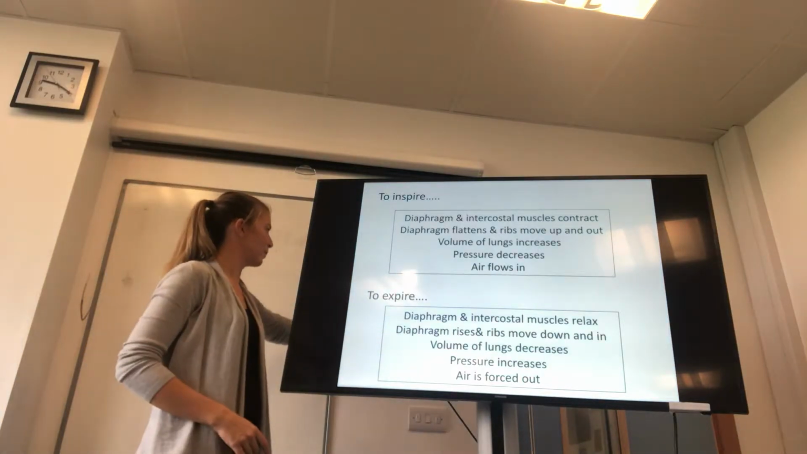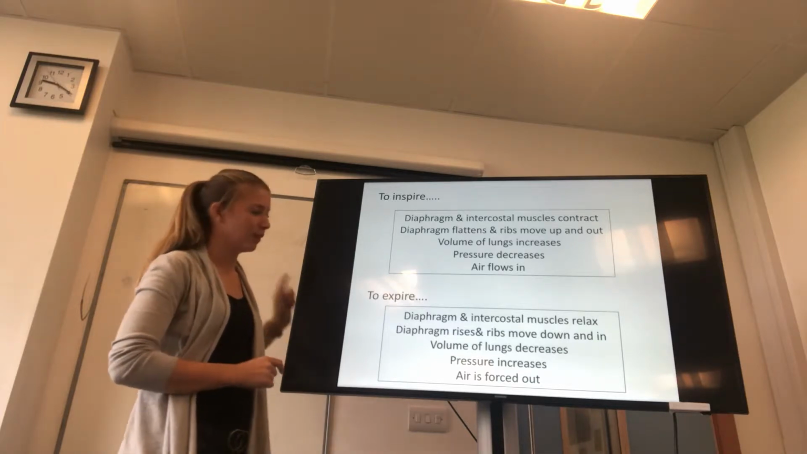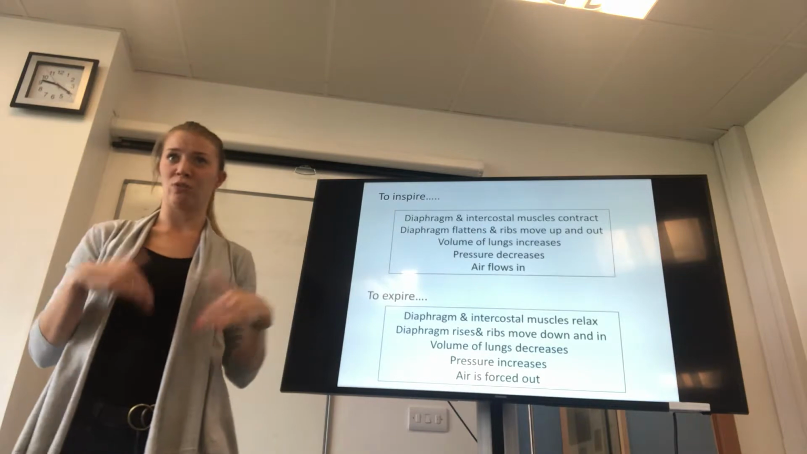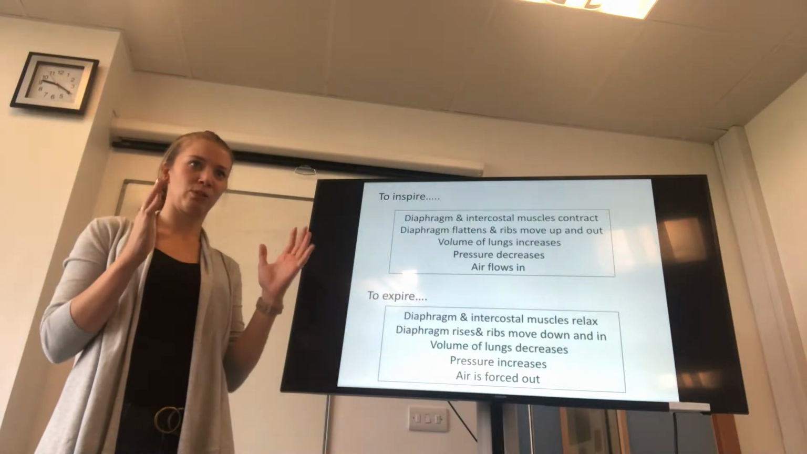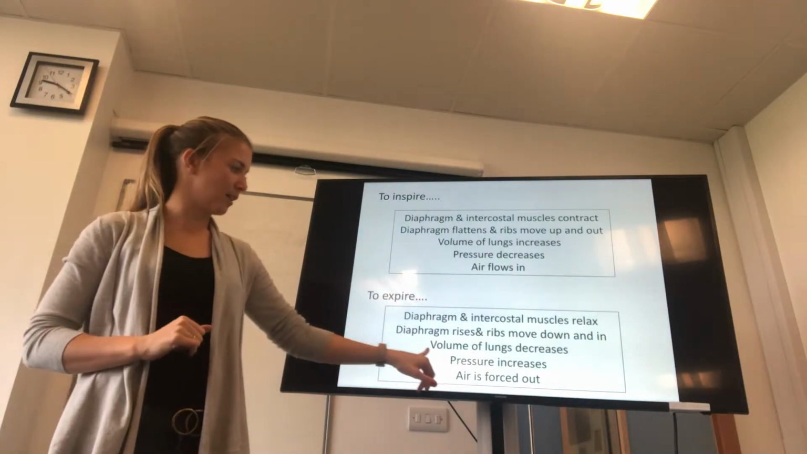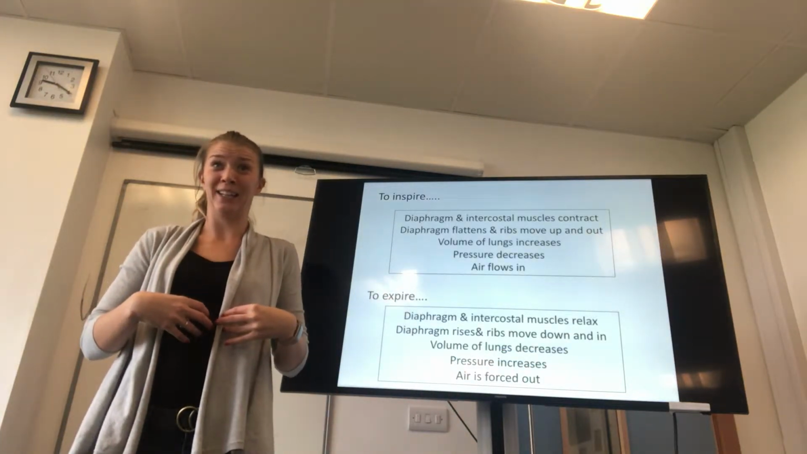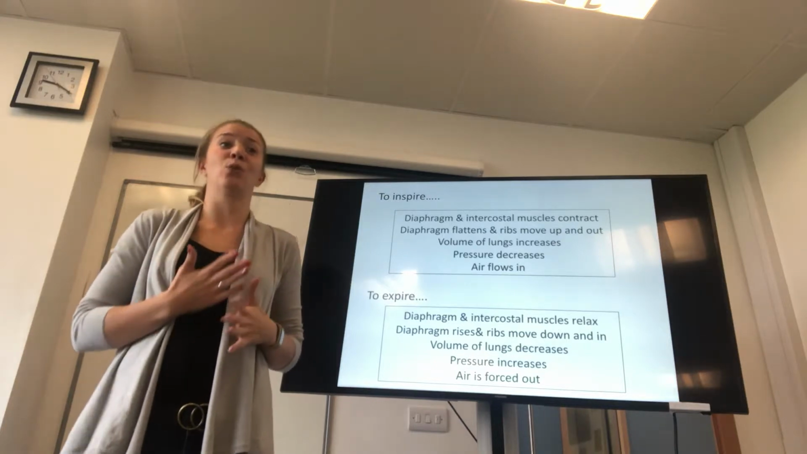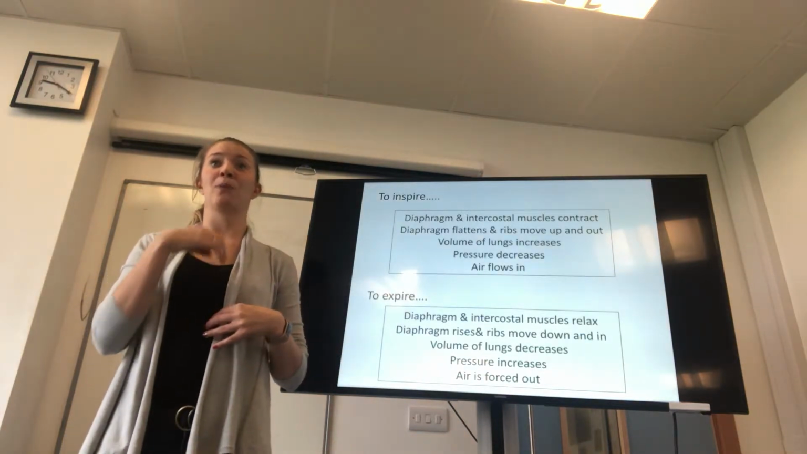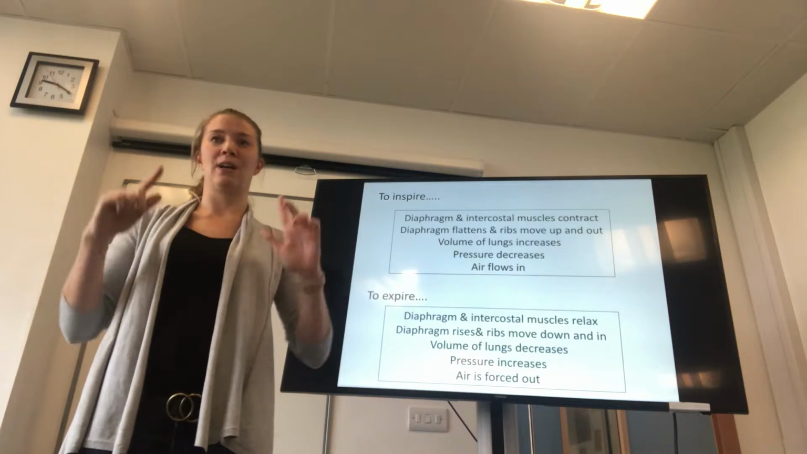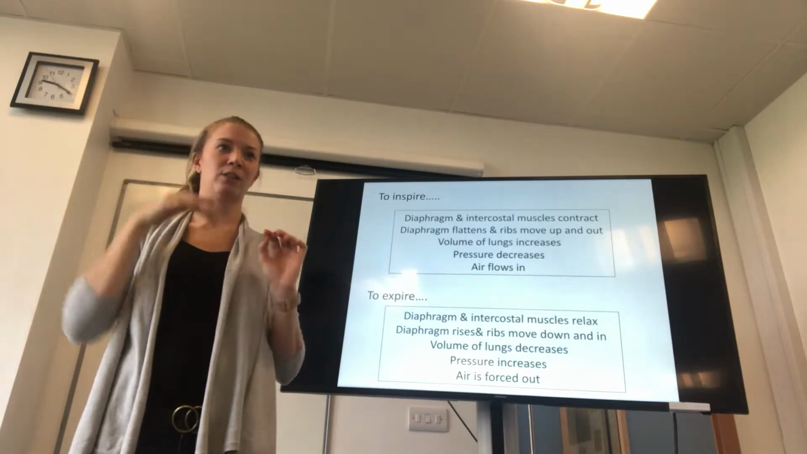And then it's going to be exactly the same when we're looking at expiring. This time is a passive process, which means we just relax. The muscles aren't working, they're relaxed this time. So our diaphragm relaxes and goes up, our intercostal muscles relax, and the ribs go down and in. Then the volume of the lungs decreases. All that air is still in there, and the volume has decreased, therefore we're going to start forcing that air out because the pressure's increased. So the pressure inside the lungs is higher than the pressure outside, so the air's being forced up, out the bronchioles, up through the bronchi, up the trachea, through the larynx, and then out through the mouth and nose.